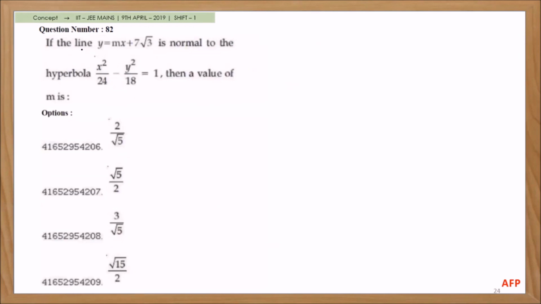Next problem: if the line y is equal to mx plus 7 root 3 is a normal to the hyperbola, this hyperbola equation is given, then the value of m is.